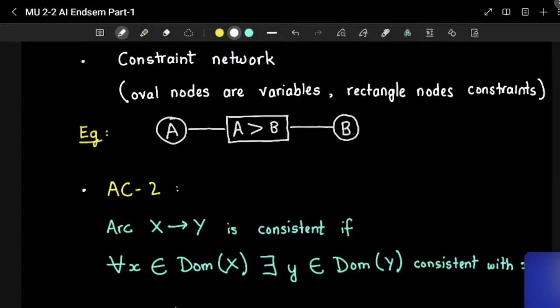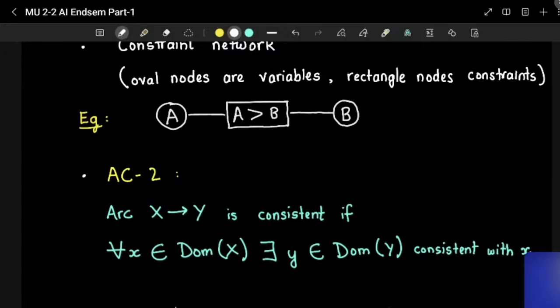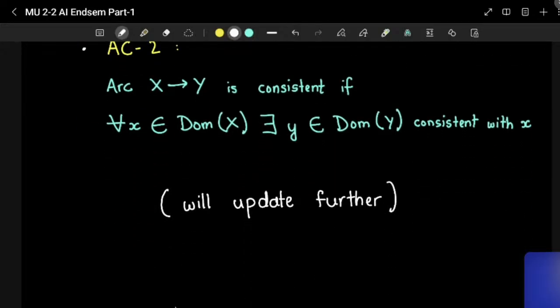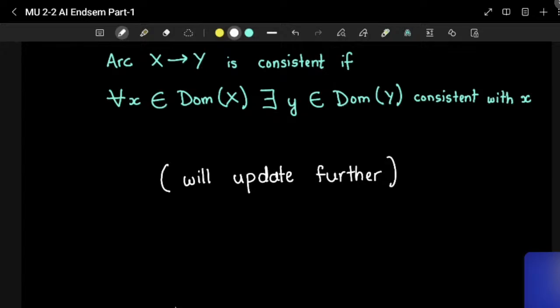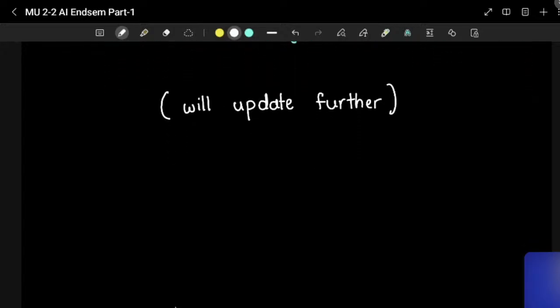Okay, consistency in AC2. So you have two variables x and y, and there is an arrow from x to y. The direction is important. Y to x means that is different. So when you have arc x to y, that will only be consistent when for every value belonging to domain of x, there exists at least one value in domain of y that is consistent with x. Too many symbols. If I could show you an example, if possible. A simple example will do, I guess.